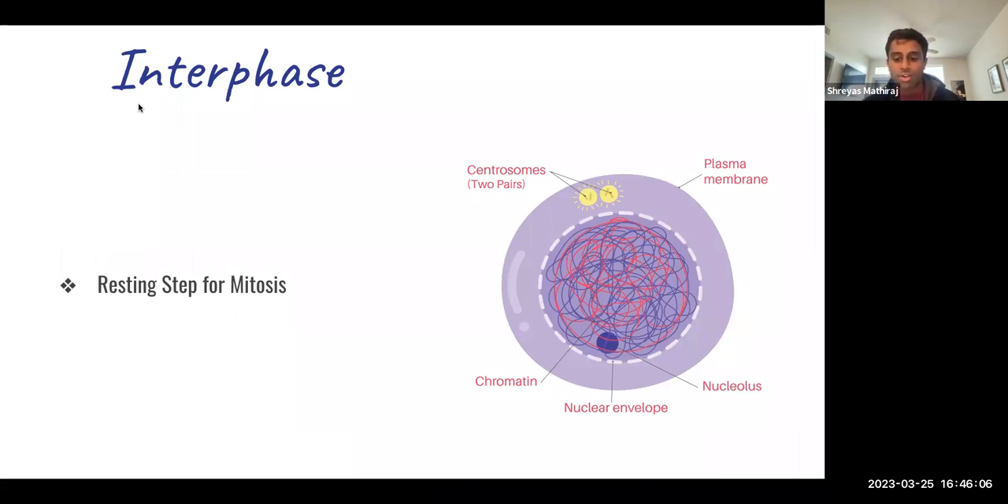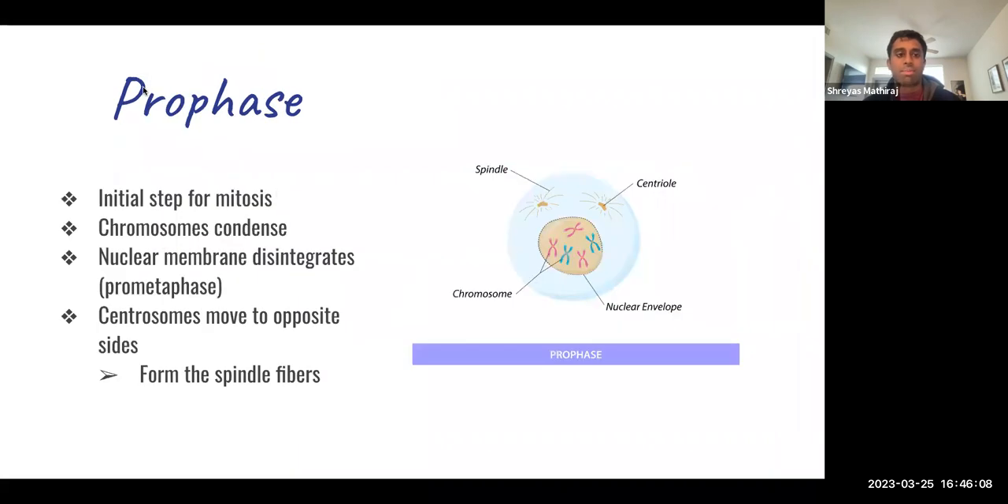But for the actual first step of cell division, we will look at prophase. Prophase is the initial step for mitosis. It's where the chromosomes condense and the nuclear membrane disintegrates. Then the centrosomes move to opposite sides to form the spindle fibers, which will align the chromosomes in the next step, as you'll see.